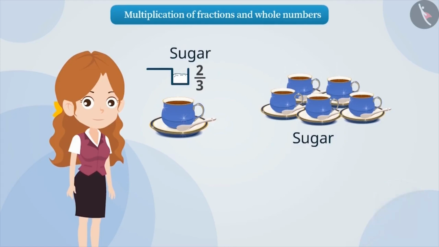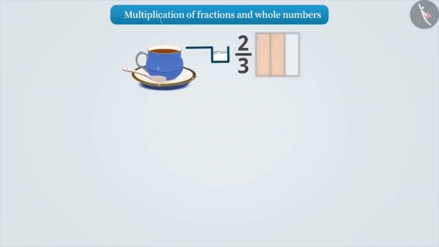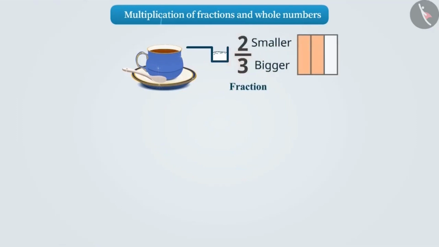In such situations, it becomes necessary to multiply fractions. Here, we need to multiply a whole number and a fraction. So let's learn how to do this. Nisha uses 2/3 teaspoon of sugar for each cup of tea. This is a fraction. In this fraction, the numerator 2 is smaller than the denominator 3. Such a fraction is called a proper fraction.